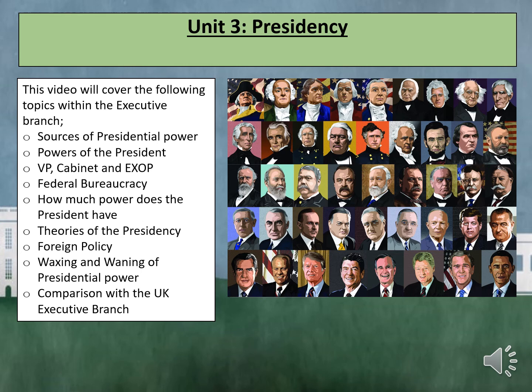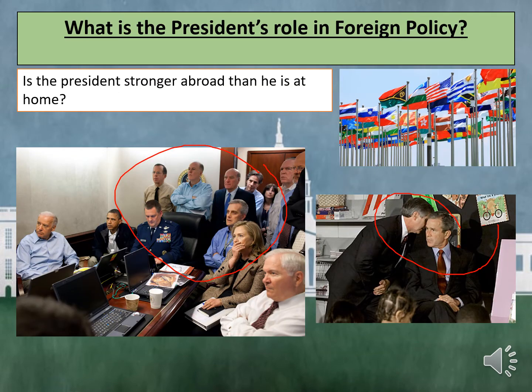Here are the topics that will be covered in the President's Revision video. This video will focus on the President's power in foreign policy. In order to determine who controls foreign policy, let's do this exercise.